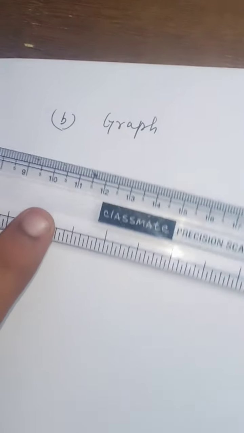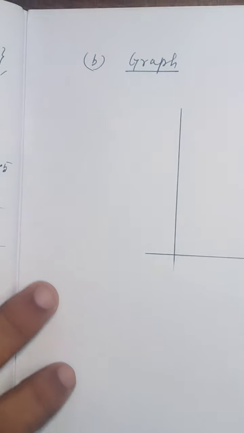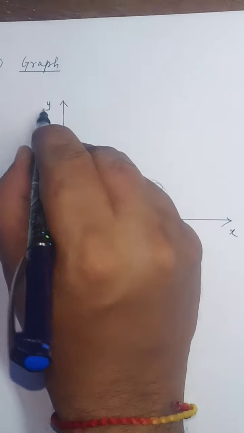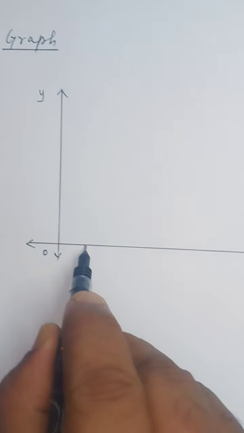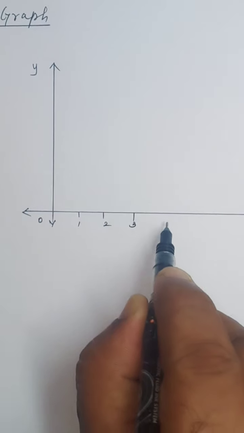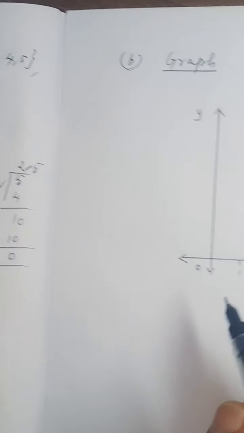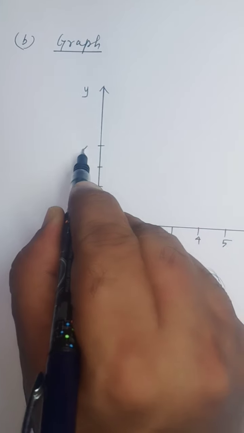Now graph. Here x and y. Here in x we have 2, 3, 4, 5, so I start with 0 here: 1, 2, 3, 4 and 5. 1 centimeter equals 1 unit. Here in the y axis, 1, 2, 3 and 4 only.